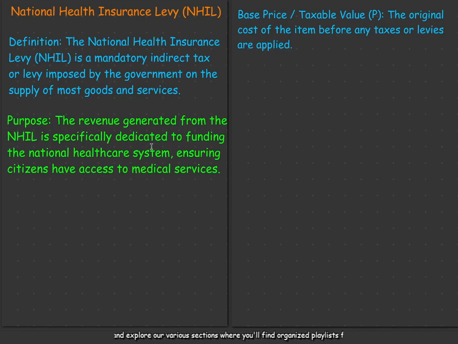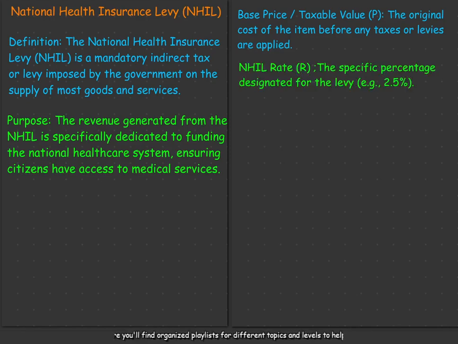The next thing we should look at is the NHIL rate. The NHIL rate, on the other hand, is the specific percentage designated for the levy. So out of the base price, what percentage are we taking? That is the rate. Then if we are able to calculate the percentage of the base price, we will call that the NHIL amount, and it is the amount of money collected for the health fund.